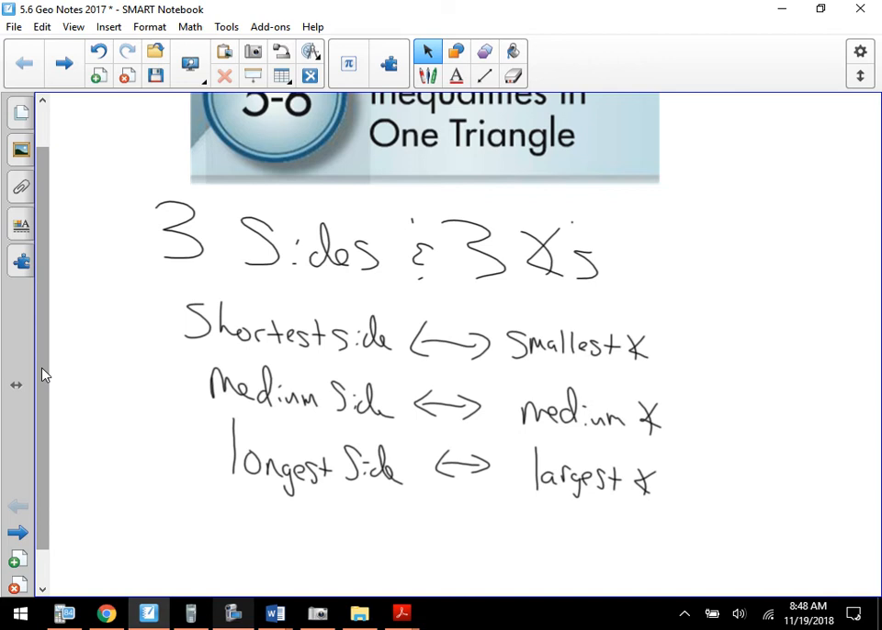Now, it also goes with the idea that when you have an isosceles triangle, what do you know? You have 2 sides that are the same, which means you have 2 angles that are the same. So it still works if they happen to be the same. They're still across from a corresponding side that would match. It is very, very simple.